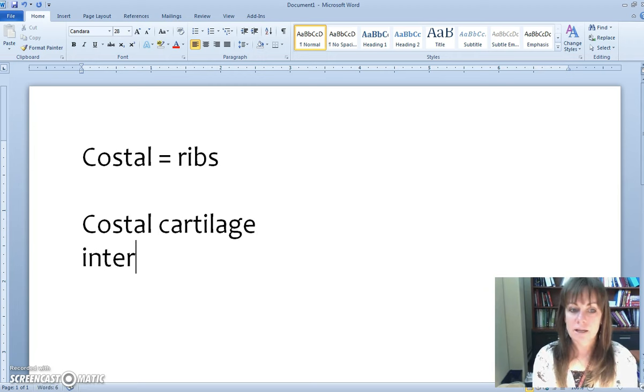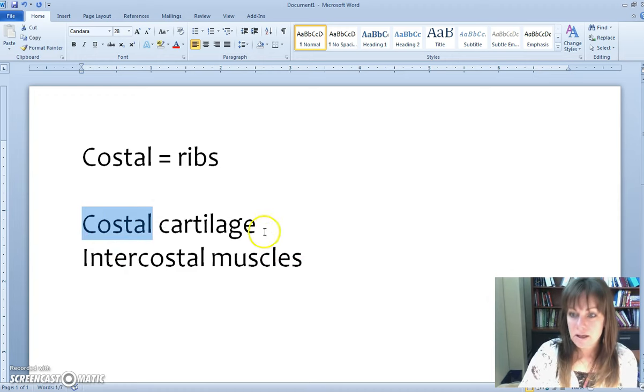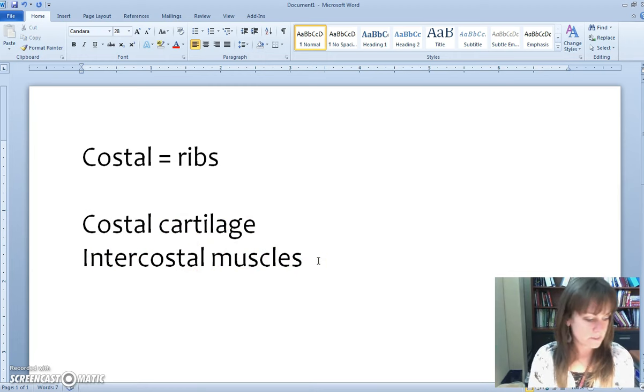We're going to be talking about intercostal muscles. Where are those muscles going to be located? Between the ribs. So this is just one example of how understanding that costal always refers to ribs, well, then you don't necessarily have to memorize these names as separate. You kind of know that it's always going to be something associated with the ribs.